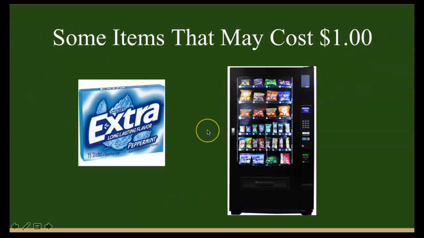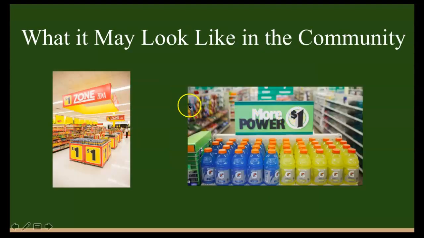All right, so here are a couple of items that might cost $1. You could probably find a pack of gum that costs about $1. And if you ever come across a vending machine, all of these tasty treats inside might cost you around $1. Some of the food costs different amounts of money, but you could probably find something that costs around $1.